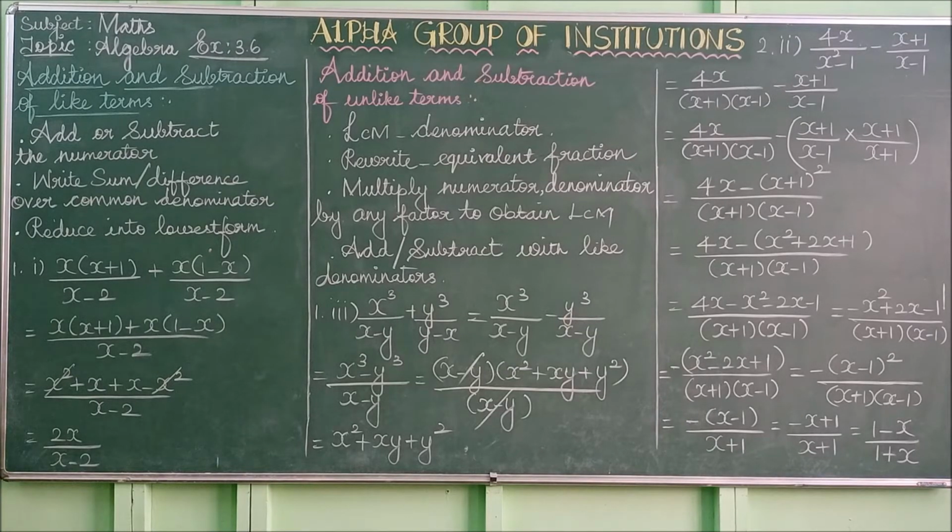So the division also gets changed into multiplication: P of x by Q of x into S of x by R of x. Now you have to take the product of the numerators divided by the product of the denominators: P of x into S of x divided by Q of x into R of x. Similarly, you have to find the value of the given expression, then reduce it into the lowest form. Now today we are going to learn about the addition and subtraction.